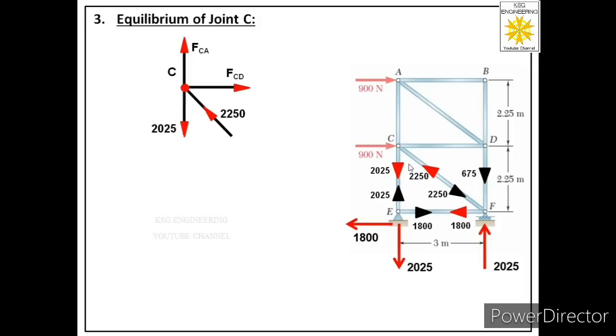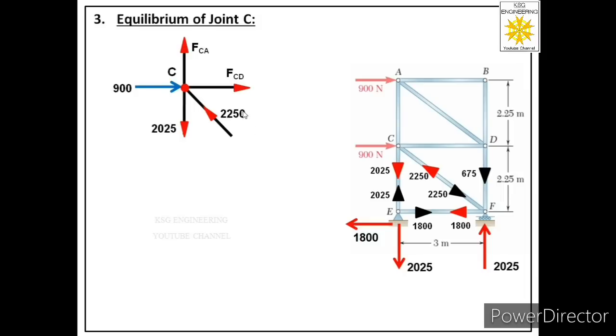Now after this we will see, is there any external load acting at joint C? Yes, there is one external force of 900 Newton acting at joint C in horizontal direction towards right. So let us show that force over here. Then after that we will see, is there any reaction acting at joint C? No, there is no reaction acting at joint C.